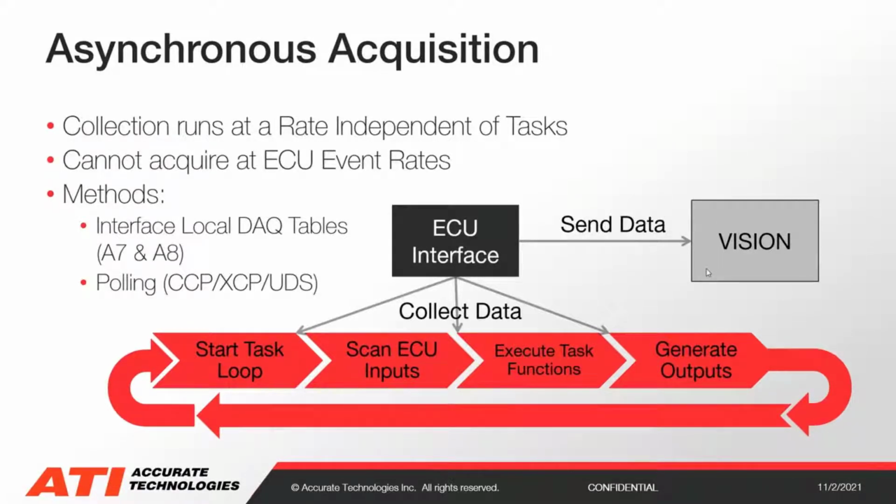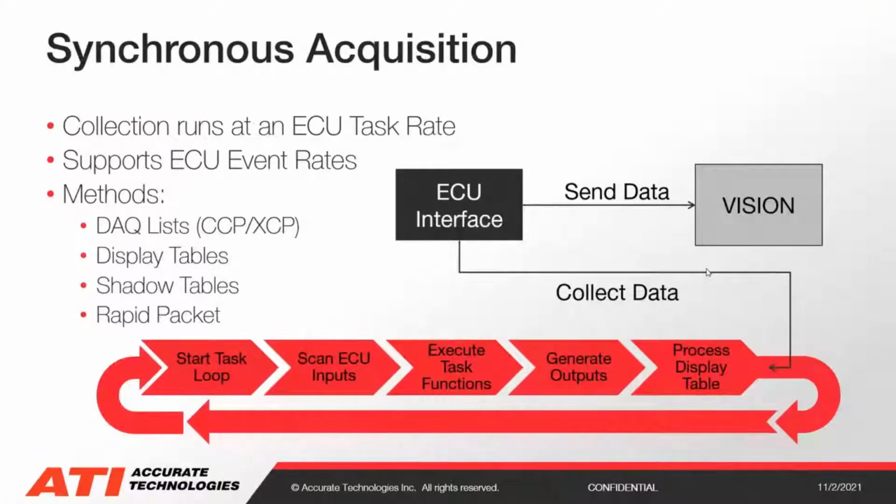So asynchronous data acquisition can also be called polling, or using local DAC tables with an A7 or A8. And you cannot acquire at ECU event rates. An event rate is something that is tied to a task loop that's running on your ECU.